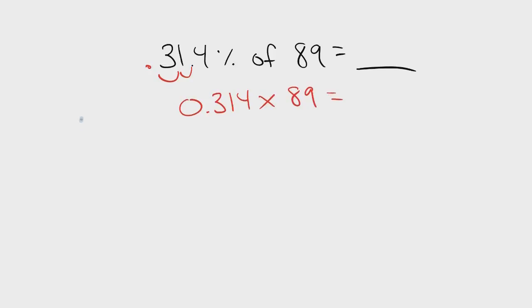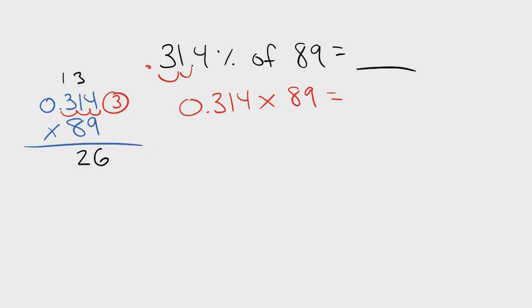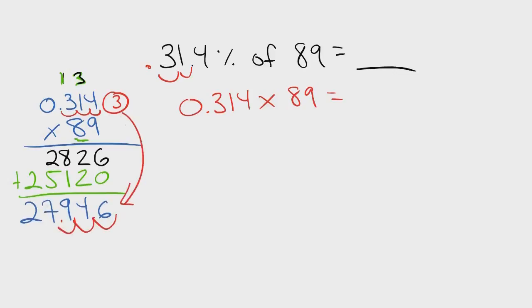And we do a quick multiplication problem over here. 89 times 0.314. And we need to estimate around this. Well, this is 27.946, which means it's really close to 28. 31.4% of 89 is 28.